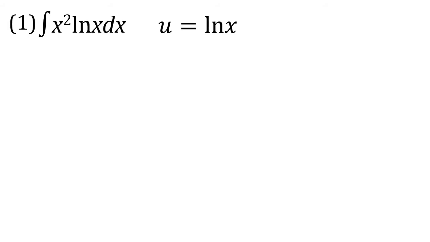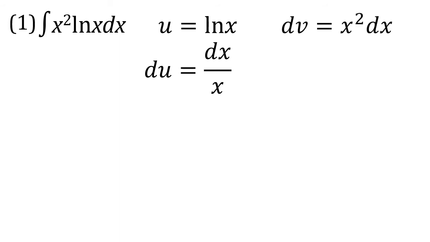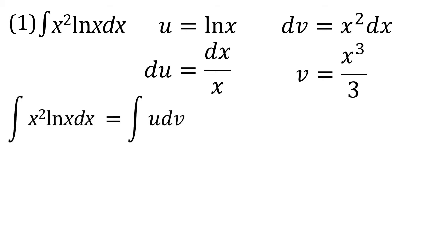So u is equal to ln x, and we get its du. du is equal to dx over x. Our dv is x squared dx. We include the differential of x, which is dx, since it is dv. If we integrate it, v is equal to x cubed over 3, following the basic integration principle. Now let us follow our formula.